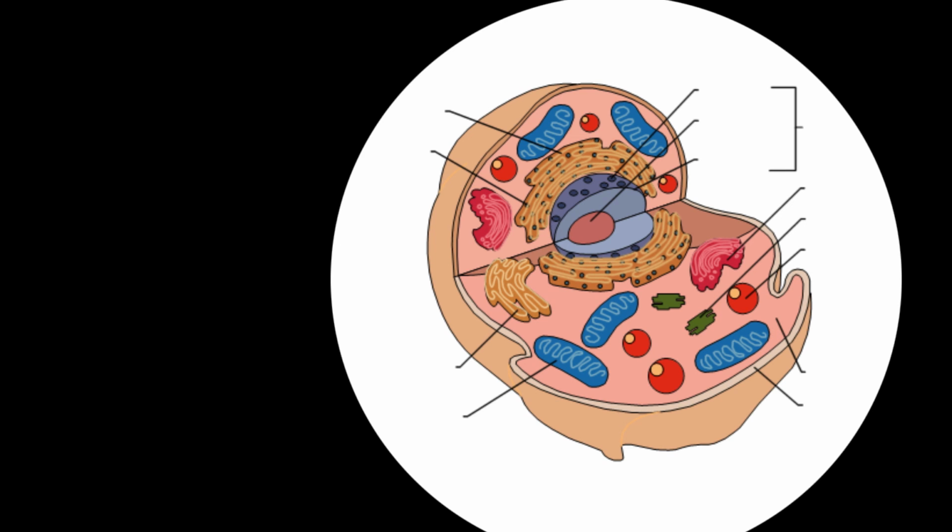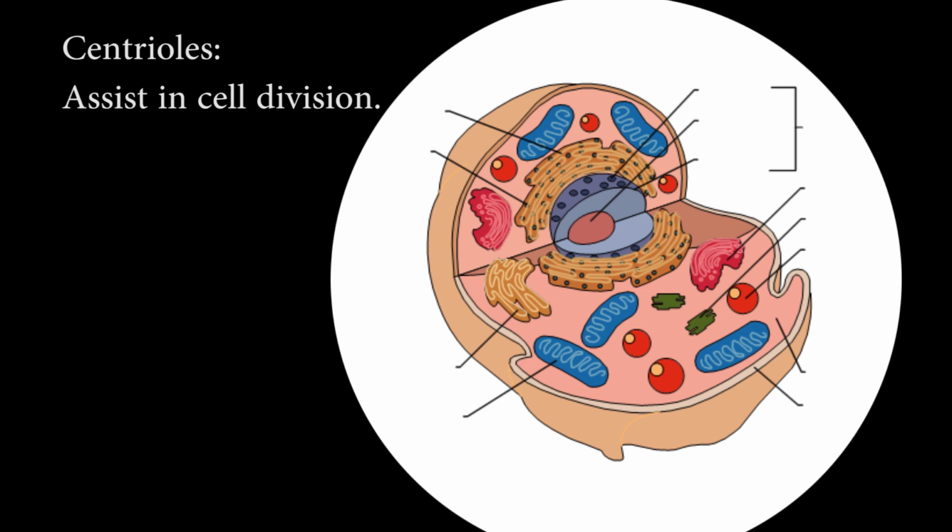Don't get them confused. The green structures here are known as centrioles, and centrioles are responsible for helping out when the cell divides through the process of mitosis that we'll be looking at in a couple days. So right now, all you need to know is that the centrioles are responsible for helping out in cell division, and we'll see how that happens in a little bit more detail in a couple days.